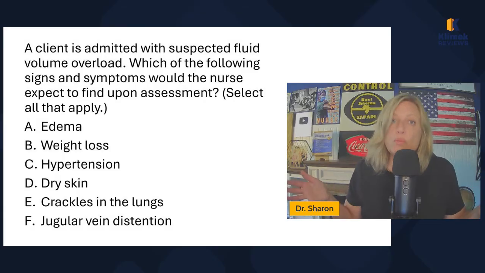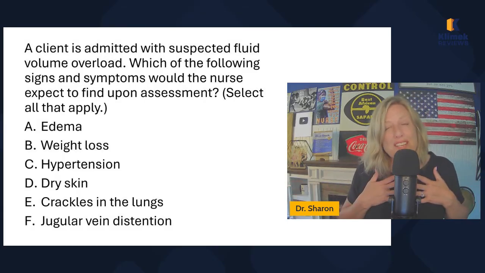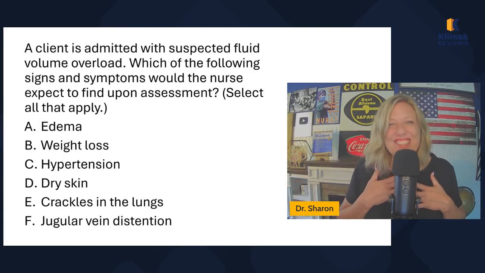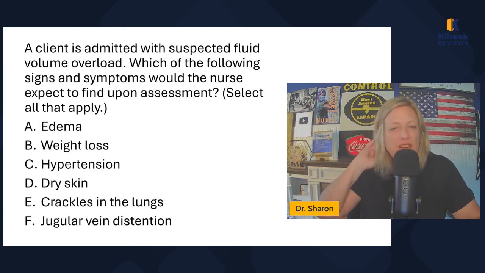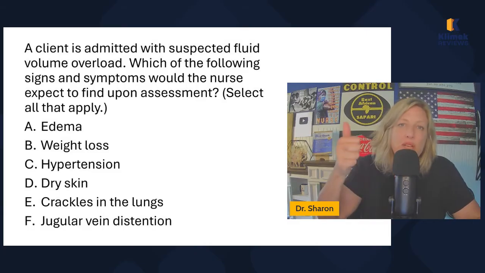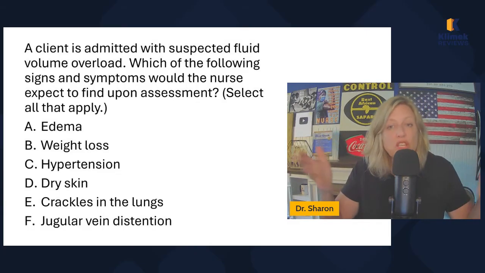If you lose 2.2 pounds overnight, so sorry to tell you, you didn't just lose fat, you lost water. You probably lost a liter of fluid if you lost 2.2 pounds overnight. So weight loss is associated with dehydration, not with volume overload. Hypertension. Well, as serum volume goes up or intravascular volume goes up, blood pressure can definitely go up. So in general, fluid volume overload is associated with hypertension. Dry skin. No, that's not a common expected symptom with fluid volume overload.